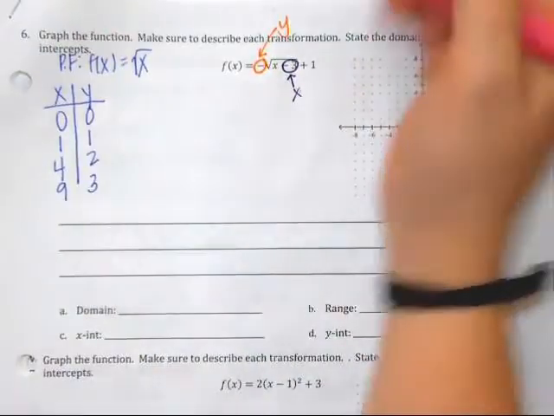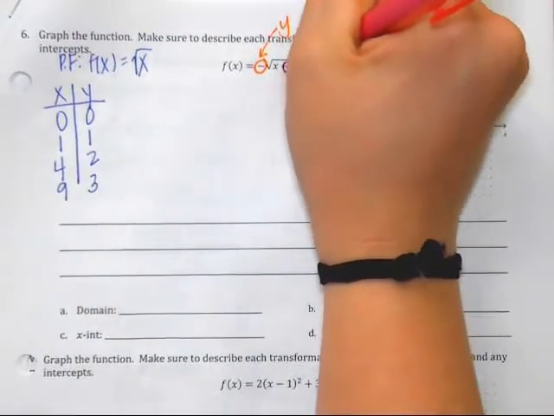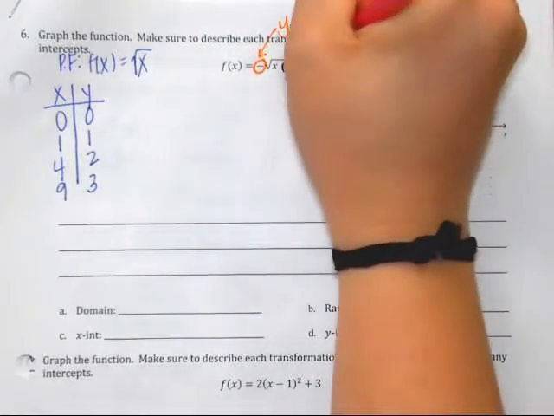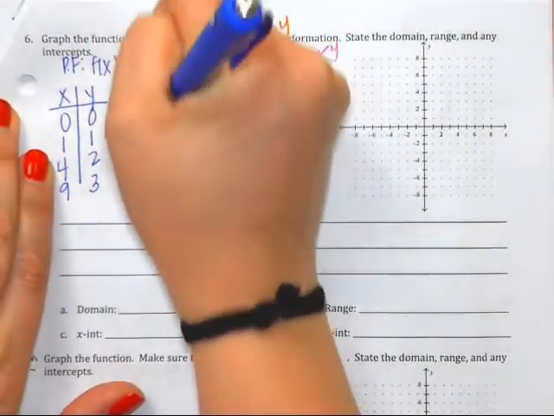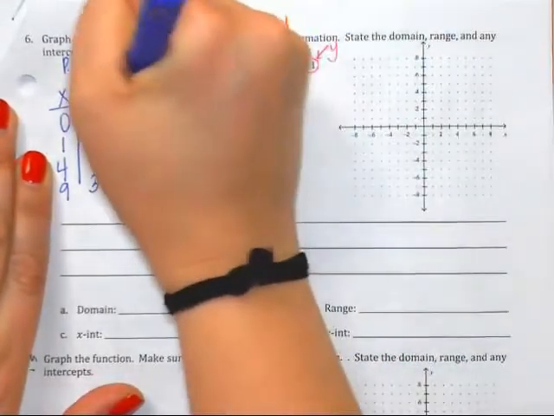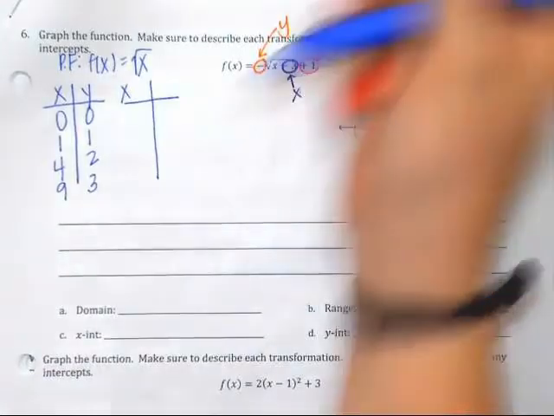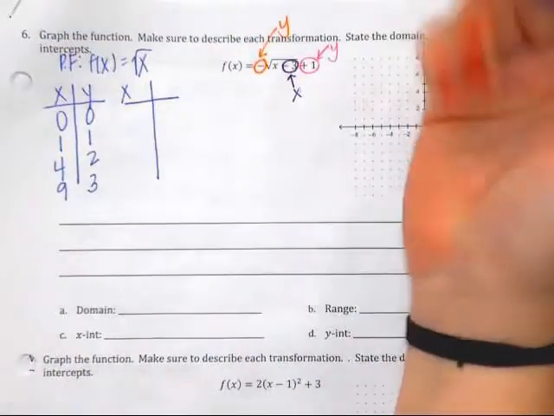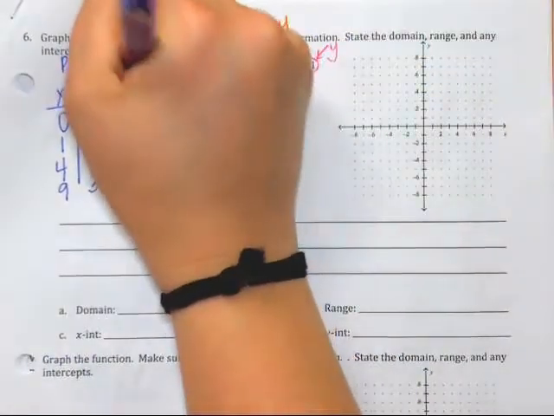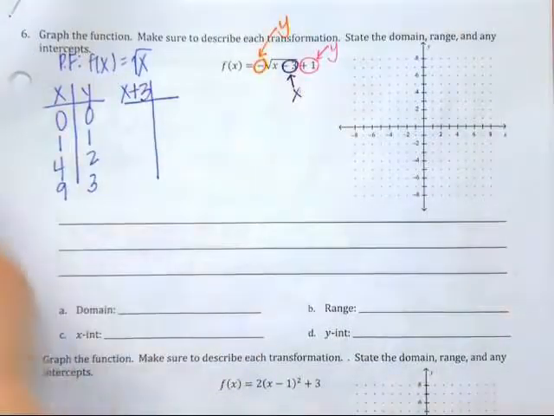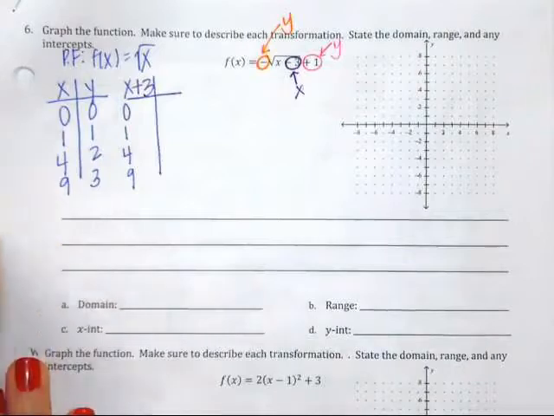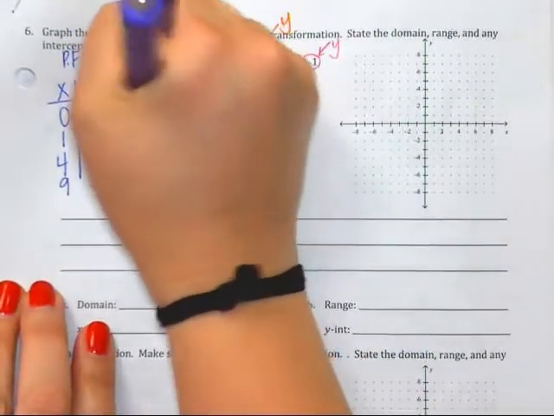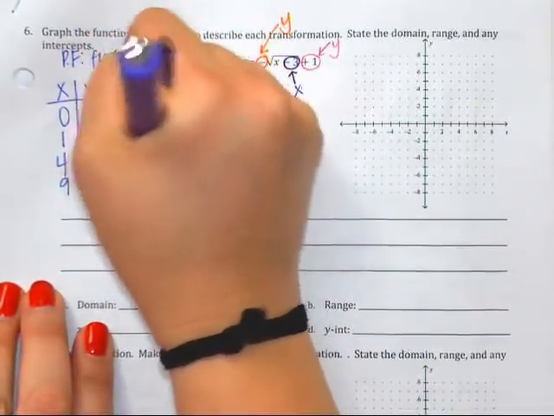And then the plus 1, well, the plus 1 is no longer inside the square root, so that's going to be an actual change to the y values. So our second table comes in to play where we actually apply our transformations. Remember, when it's a change to the x, like the negative 3 is, we do the opposite operation. So if we're subtracting 3, we're going to add 3.